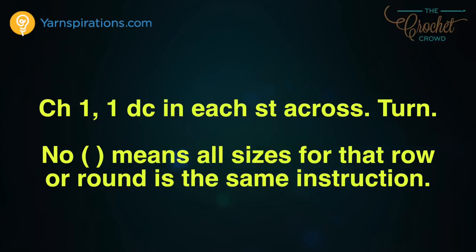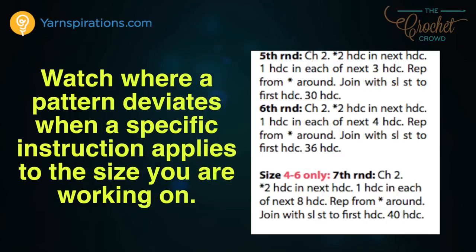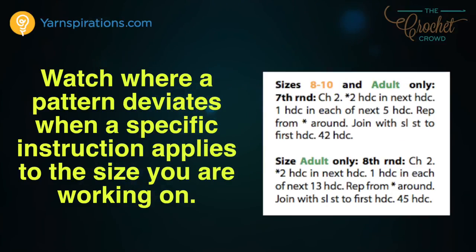So for examples such as this, you will need to watch the pattern for instructions where a row or round is defined specifically. For example, in the dipped tip crochet hat, round number 6 is all the same for everybody, but in round number 7 it deviates depending on what size that you're working on. So you have to go to the set of instructions that is matching the size that you're working on and then move on to the next section after you get that done.